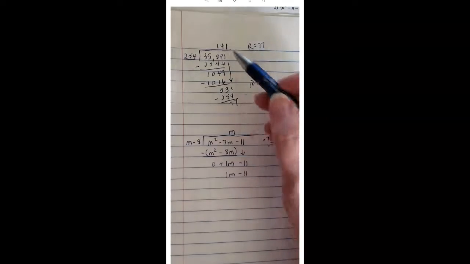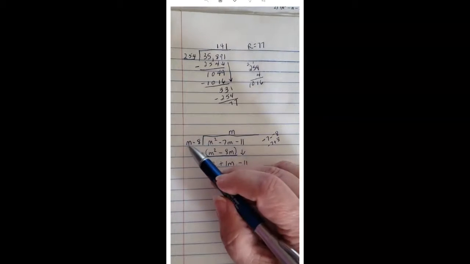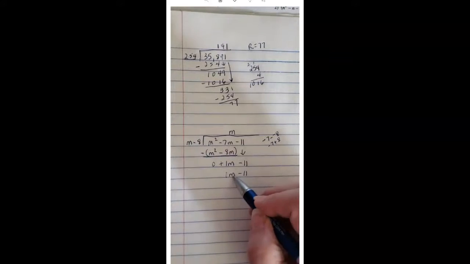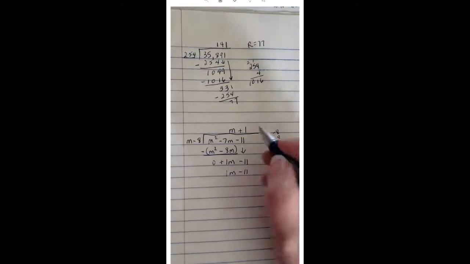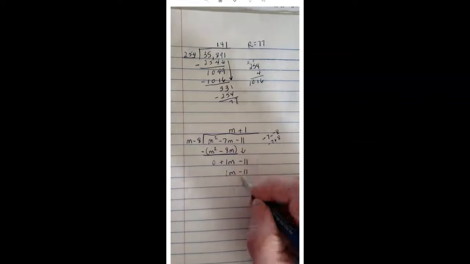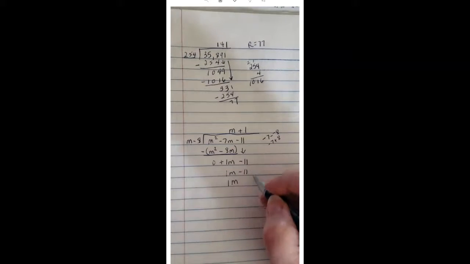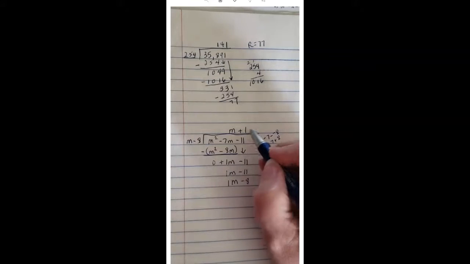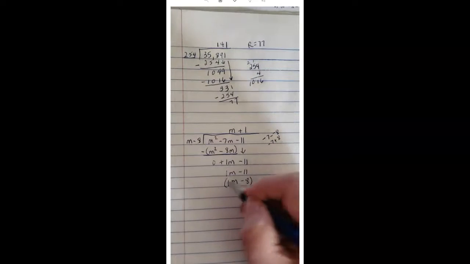Okay, so now we have to find a number to go up here again. So what do I multiply m by to get m? Well, that would be a positive 1. So 1 times m is m. 1 times negative 8 is negative 8. Once I get done multiplying, I subtract.